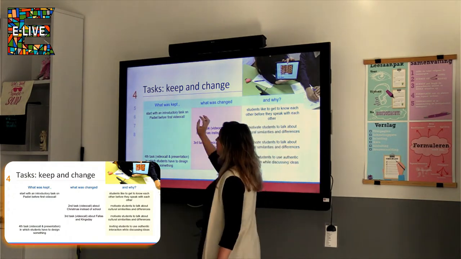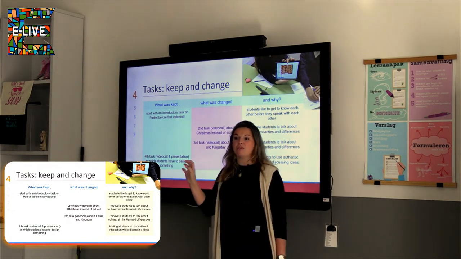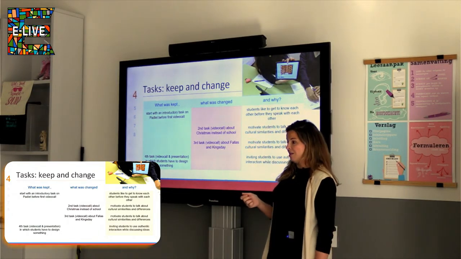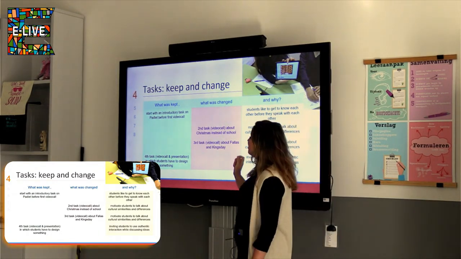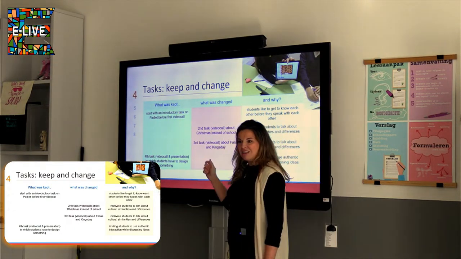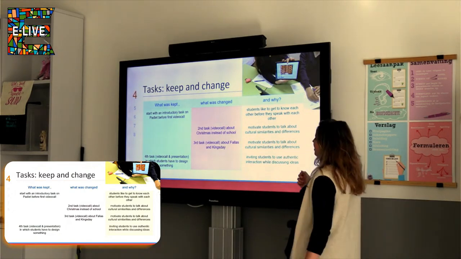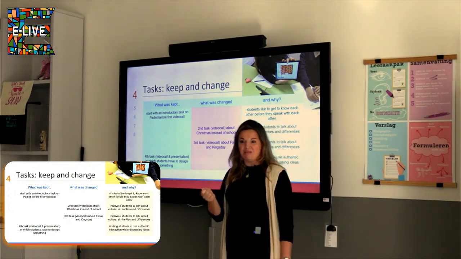What we did was we kept the first part. The first task was related to getting to know each other. They love that part because they get to talk about themselves. They were able to send messages in Padlets before anything else, so they kind of broke the ice there a little bit. So they knew a little bit about their partners before they met them.